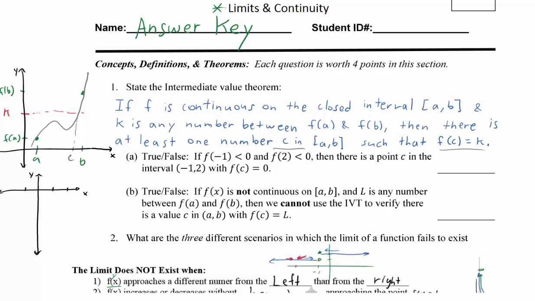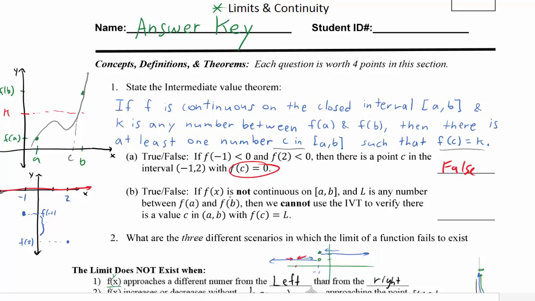Part A, true or false, if f of negative 1 is less than 0 and f of 2 is less than 0, then there is a point c in the interval negative 1, 2 with f of c equal to 0. We're in the interval negative 1 to 2, and f of negative 1 is some negative value. f of 2 is another negative value. So the intermediate value theorem only tells us we're going to cross one of the points between the two, and y equals 0 is not between the two. So it is false that we will have a 0 between those two values.